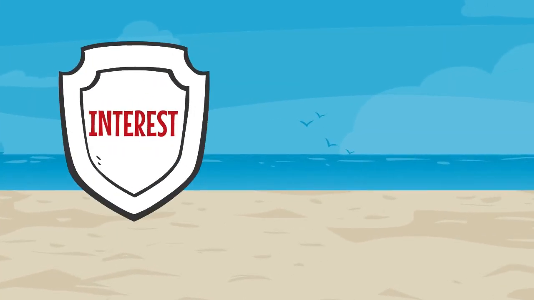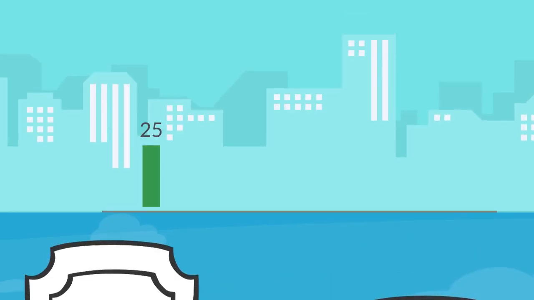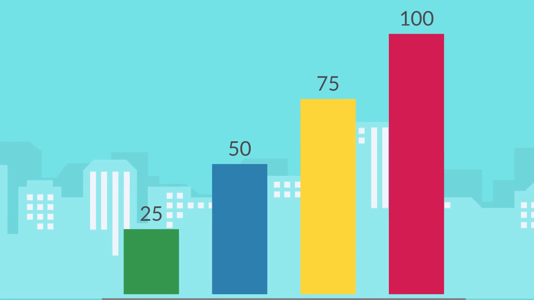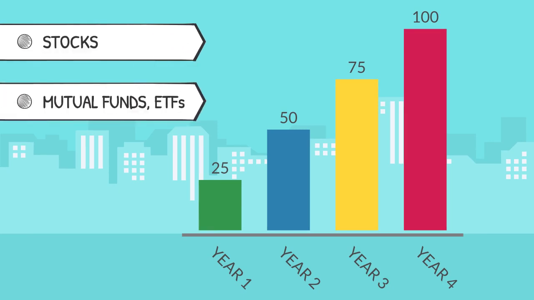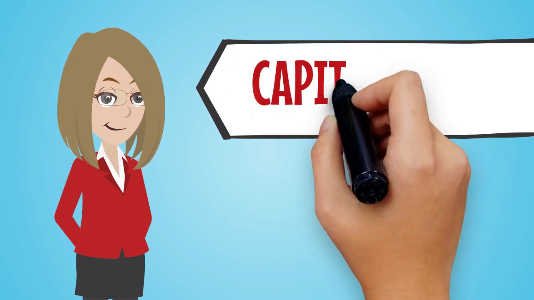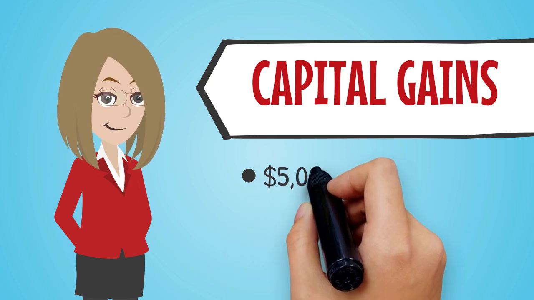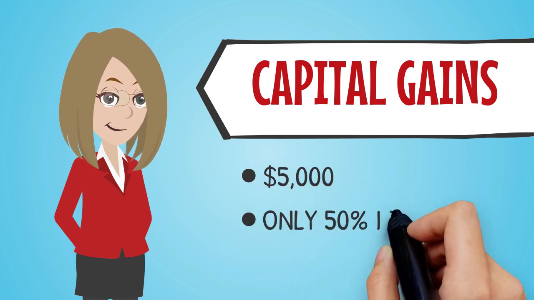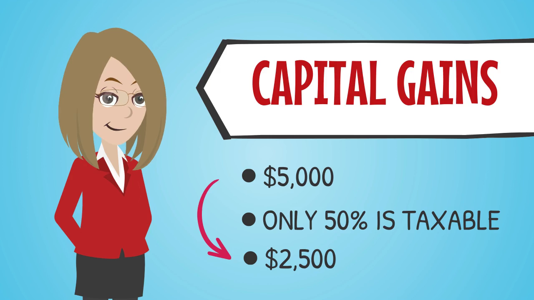So how does $5,000 in interest income compare to $5,000 in capital gains income? Capital gains tax occurs when you sell an investment for more than what you purchased it for. An example of this would be selling stocks, mutual funds, ETFs, and real estate. Assuming you earned $5,000 in capital gains, the taxable amount is now quite different than interest income. On $5,000, Canada Revenue Agency only requires you to pay tax on 50% of it, reducing it to only $2,500 of additional taxable income. So essentially, the other 50% remains tax-free.